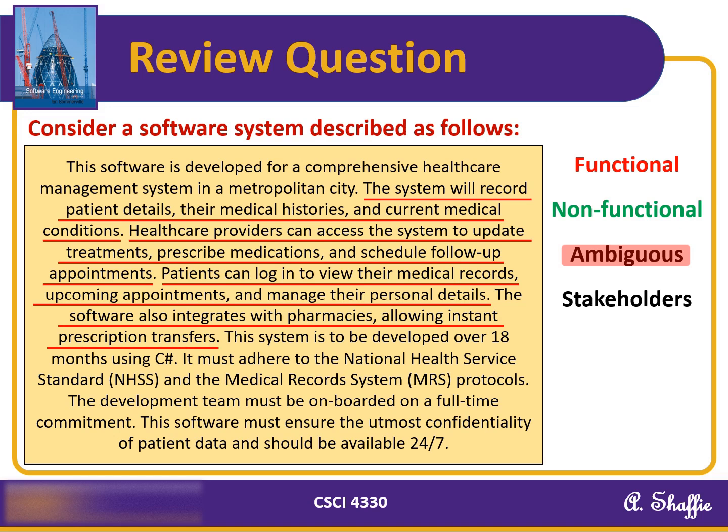This is another functional requirement, since it describes an interaction between the system and external pharmacy systems for transferring prescriptions directly. This system is to be developed over 18 months using C#. Here we are looking at a non-functional requirement. The timeline and the programming language don't describe what the system does, but rather the condition for its development, specifically the project duration and the technology choice.